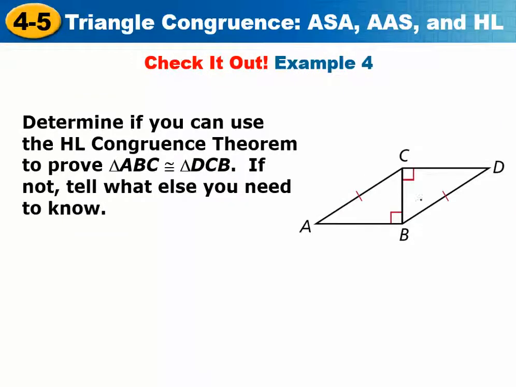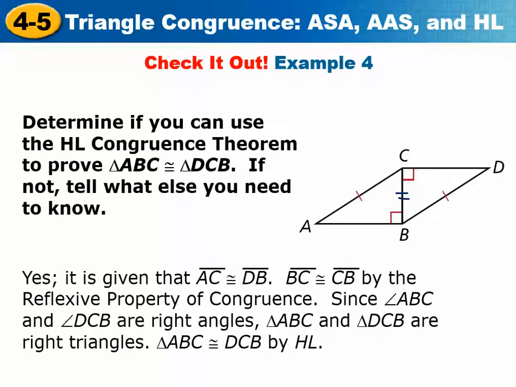Okay, let's see if we can use HL here. We've got a right triangle and a right triangle. Okay, good. We've got a shared side and a shared side. That's a leg of both of them. And then are we given the hypotenuse? Yes, we are. So this one, we could use HL. So in this one, you would be able to prove that those two triangles were congruent to each other.